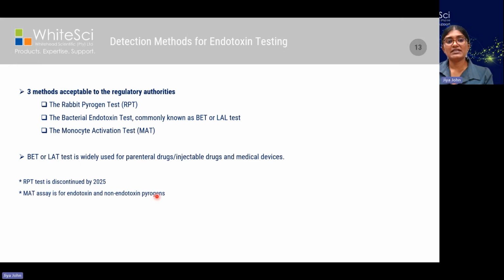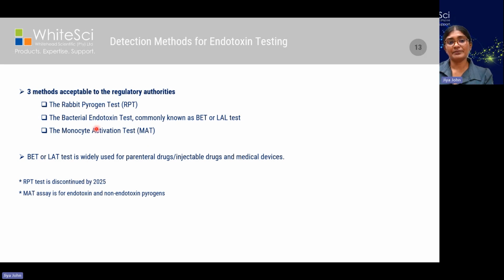And what are the three methods that are acceptable by the regulatory board for endotoxin testing? That would be the rabbit pyrogen test, which is something we have been using historically. Then we have the bacterial endotoxin test, which is what we will be discussing today, and then the monocyte activation test. As I mentioned, the monocyte activation test is used to detect both endotoxin and non-endotoxin pyrogen. The rabbit pyrogen test is being discontinued this year.